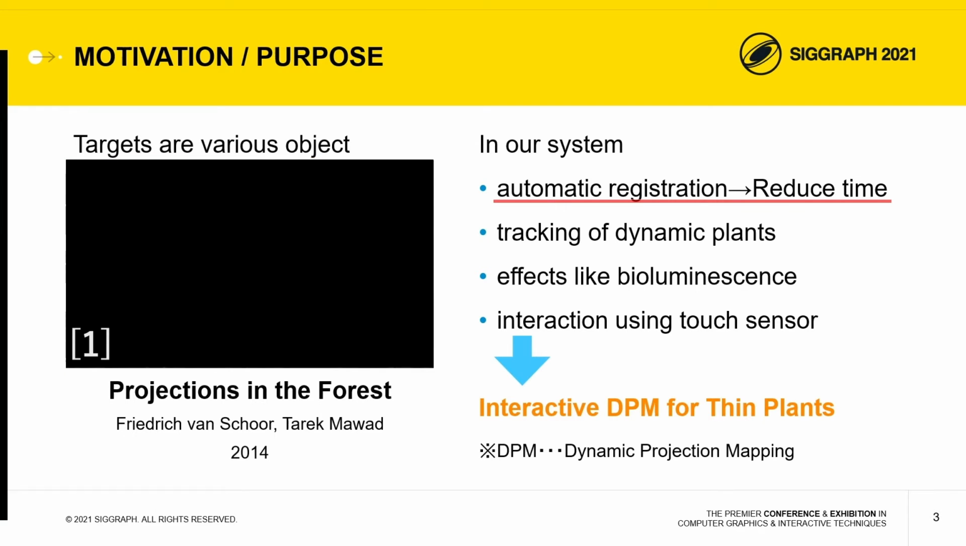Therefore, our system registers projection areas on targets semi-automatically to reduce time for registration. And our system tracks dynamic targets. Additionally, we propose effect animations using the motifs of bioluminescence. These effects change interactively with touch sensor. With these methods, we propose an interactive dynamic projection mapping system for thin plants.